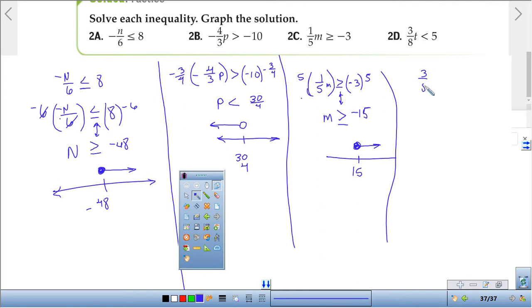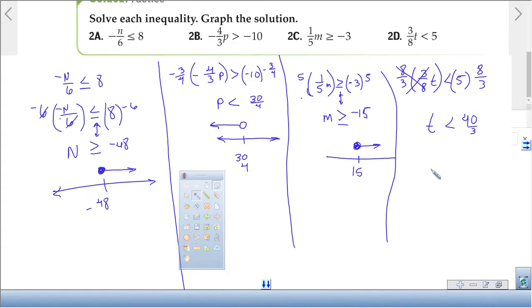Here we have 3/8 t less than 5. So we're going to do the same thing. I'm going to multiply by the reciprocal, 8/3. This cancels out completely. There is no multiplication by a negative, so it stays the same. This becomes 40/3. It gives me a weird number like 13 1/3, so we should leave it like that. So we're going to go with t. We're going to graph this thing.